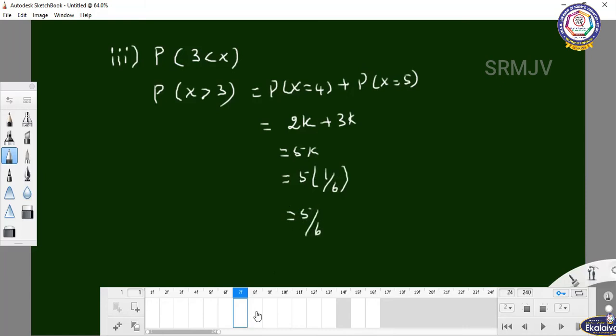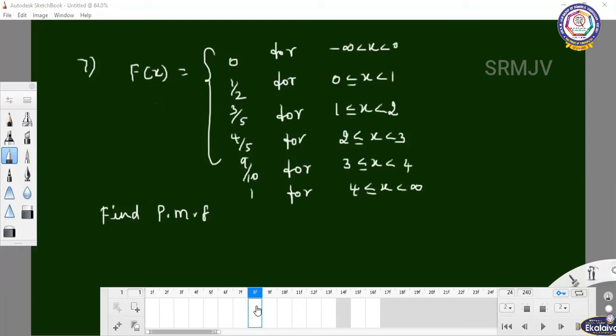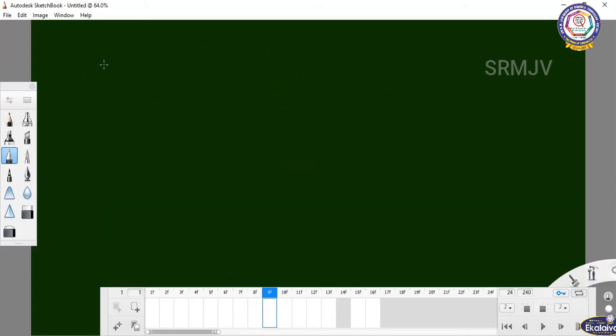We move on to the seventh sum. See, it is the same thing we saw in the fifth one. A distribution function is given, with the values 0, 1, 2, 3 and 4. We should find out the probability mass function. First you write capital F of x. X can take the values 0, 1, 2, 3 and 4.